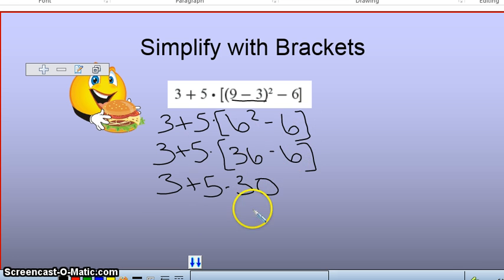Now all my parentheses have been simplified, or all my grouping symbols, and I want to move on to exponents. There are no exponents in this expression, so then I move on to multiplication and division. So I'm multiplying 5 times 30. 3 plus will stay the same, and 5 times 30 is 150. Then I do my addition and subtraction last. 3 plus 150 is 153.